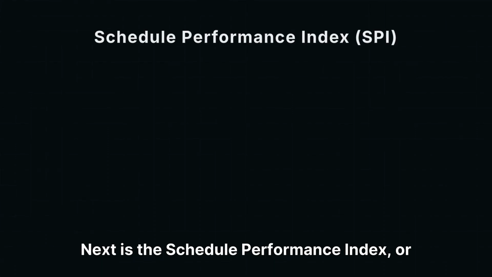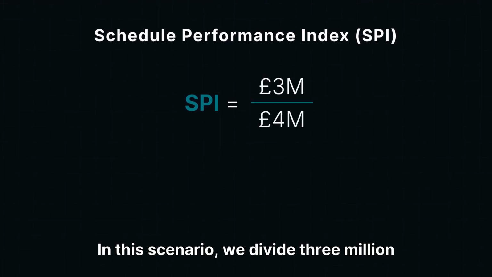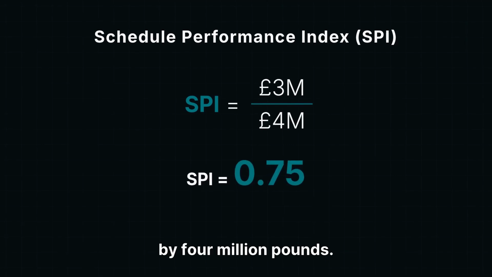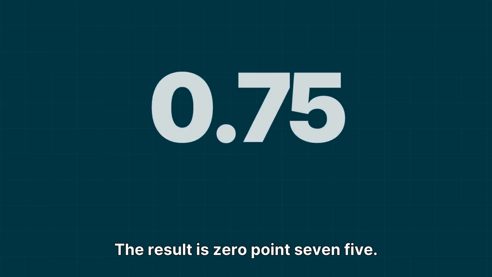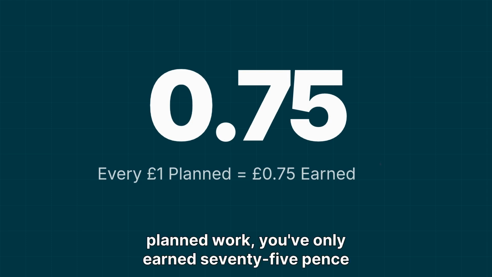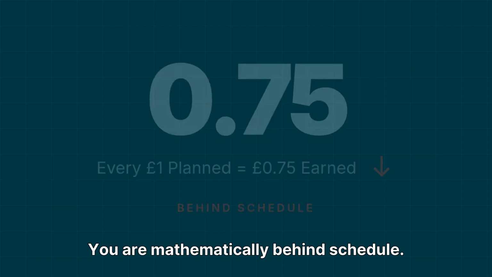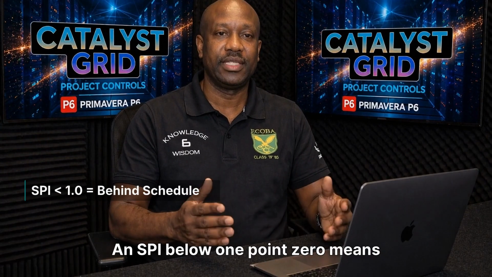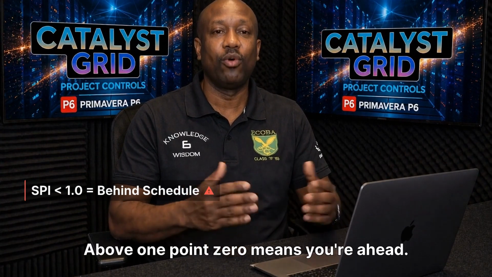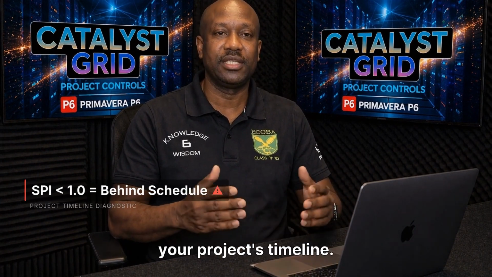Next is the Schedule Performance Index, or SPI. This is calculated as EV divided by PV. In this scenario, we divide £3 million by £4 million. The result is 0.75. This means that for every pound of planned work, you've only earned 75 pence worth. You are mathematically behind schedule. An SPI below 1.0 means you're behind schedule. Above 1.0 means you're ahead. It's a quick and powerful diagnostic for your project's timeline.